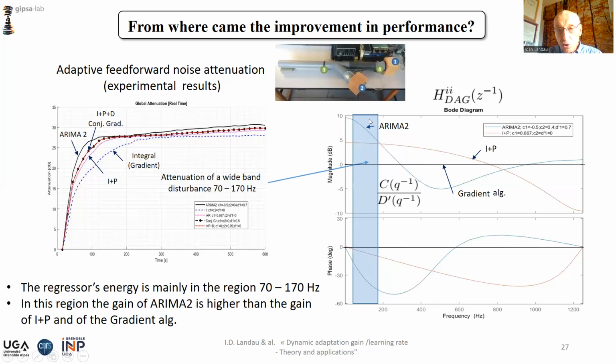Now, if we look at the frequency characteristic of the dynamic adaptation gain, we see that in this region, the gain of the dynamic adaptation gain for ARIMA2 is higher than for I plus P, which in turn is higher than that of the gradient. And this is coherent with the results which are here. The algorithm which has the highest gain in this region will provide the best performance.